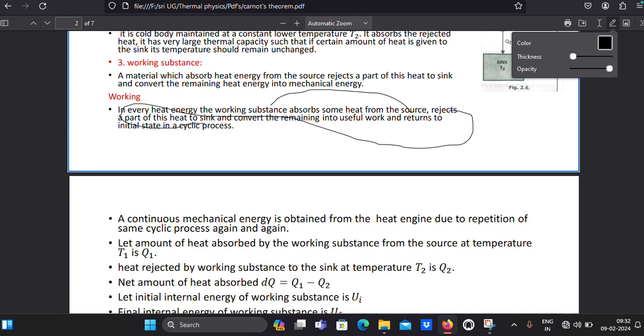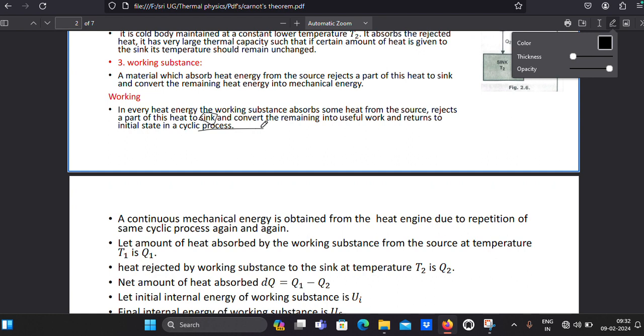That means the working substance cannot use the total heat energy which is taken from the source. Only some part may be used as work, and the remaining is given to the sink. That means it is rejected to the sink. Convert the remaining into useful work, and return to the initial stage in a cyclic process.